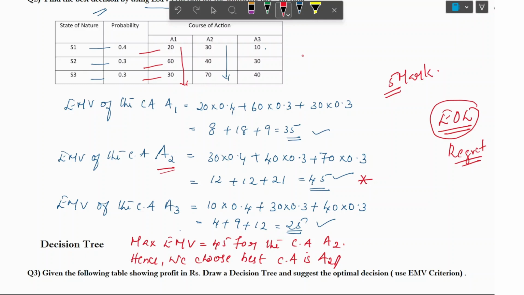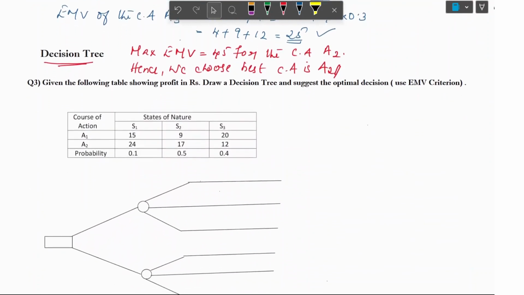A decision tree is a diagrammatic representation of various courses of action and possible states of nature. Therefore, first you need to represent it by a picture. Pictorial representation is called a decision tree. Then we are going to use the EMV criteria itself to calculate the best course of action. I'll show you how to construct the decision tree in 2 different questions.